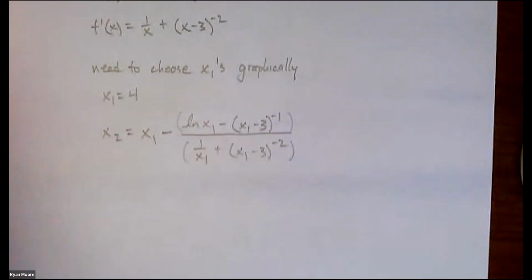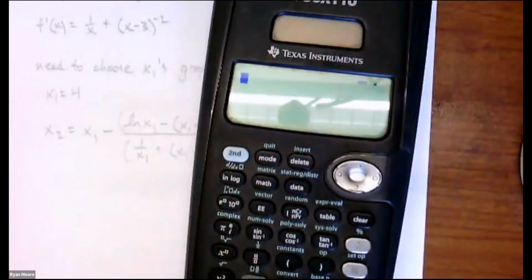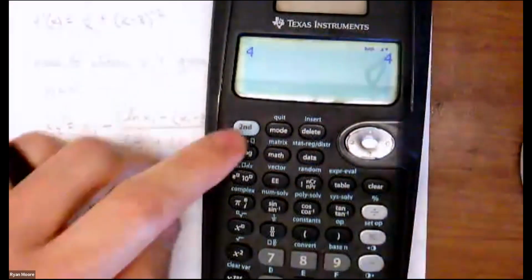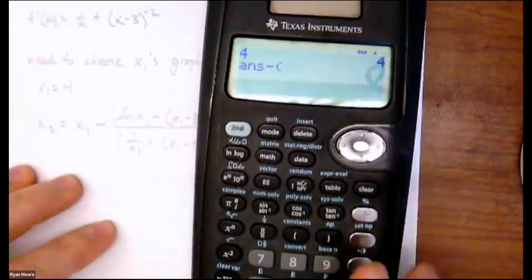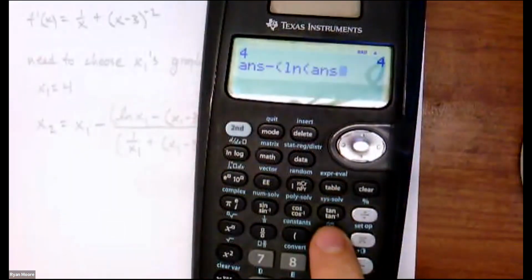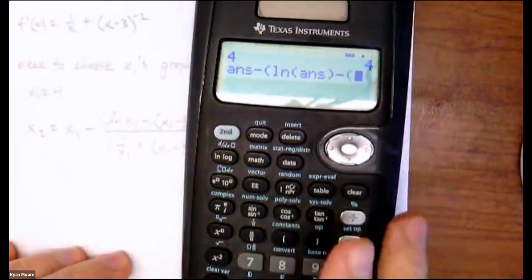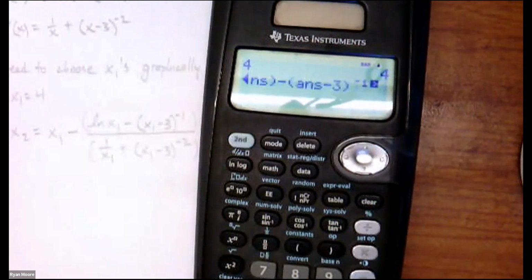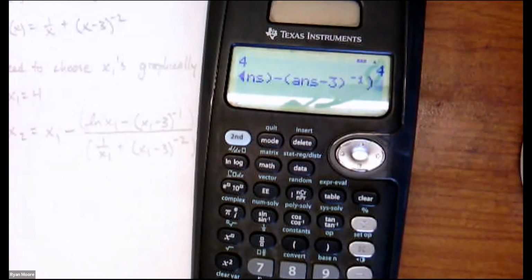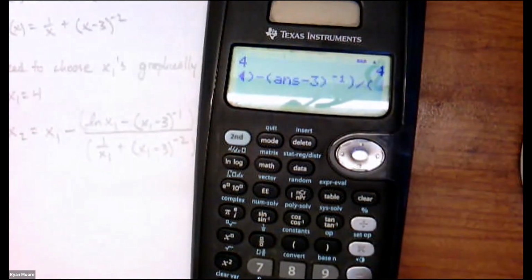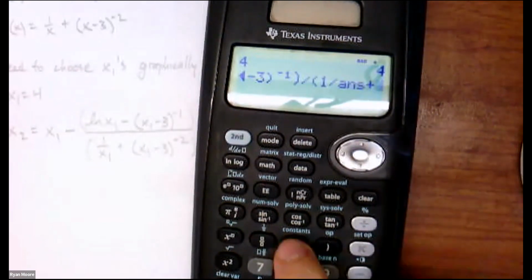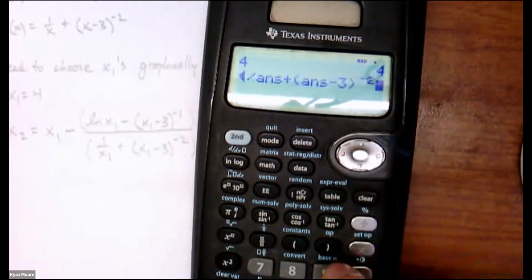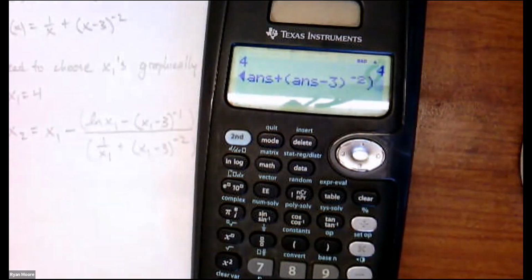Okay, let's see what happens. So I'm going to begin with 4, enter. And then wherever I see x1, let's put an answer. So answer minus parentheses, natural log answer, parentheses, minus parentheses, answer minus 3 to the negative 1, parentheses, that's my numerator. All right, divided by parentheses 1 over answer plus parentheses answer minus 3 parentheses to the negative 2. Finally, close parentheses. Oh man, hopefully that will do it.